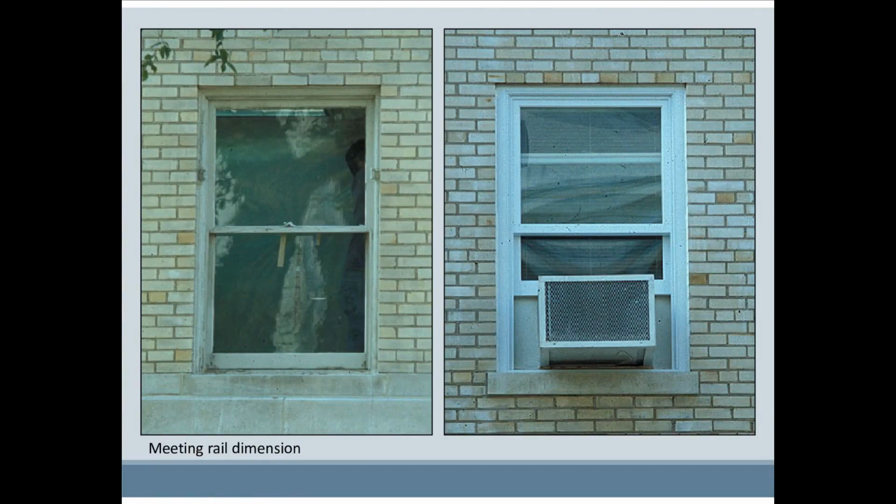The dimension of the meeting rail is important to the character of the window. When modest-sized historic windows, on the left, were replaced with units designed for much larger openings, the meeting rail is likely to be too large, as shown in the replacement window on the right.